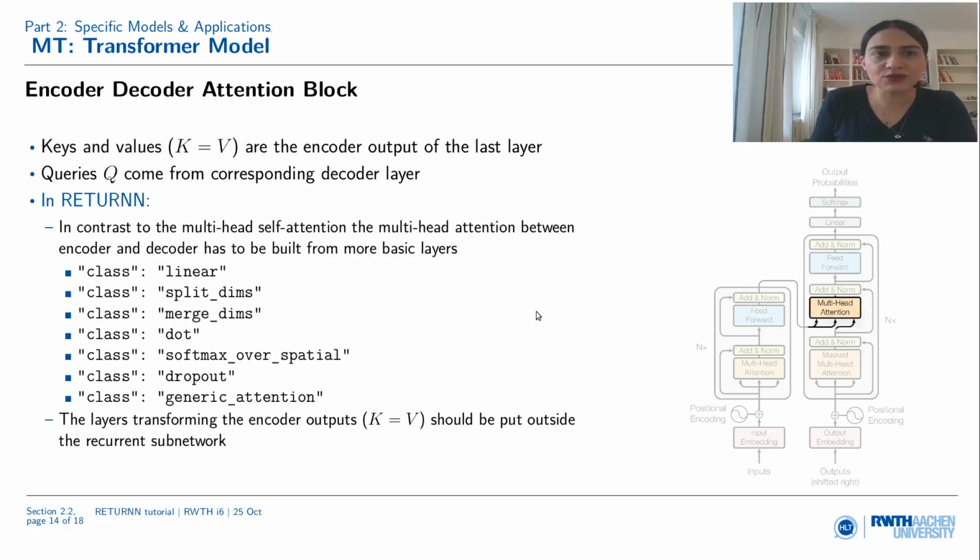Another component is the encoder-decoder attention block, or cross-attention between encoder and decoder. Keys and values are the encoder outputs, while queries come from the corresponding decoder layer. In RETURN, instead of using the self-attention layer, we build cross-attention with more basic layers as listed here. It gives us more freedom.